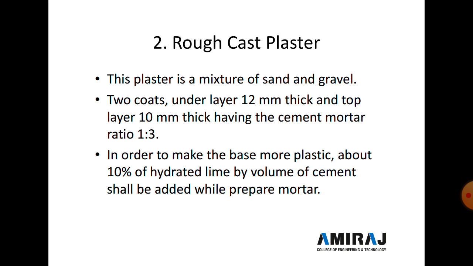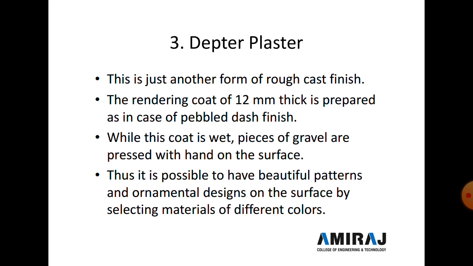Now here, 10% hydrated lime. Why do we add 10% hydrated lime? Because it gives strength in a rough cast plaster. Now the third type of plaster is a debtor plaster.